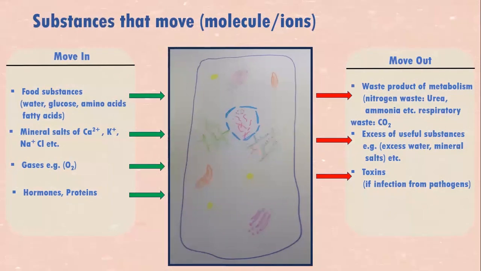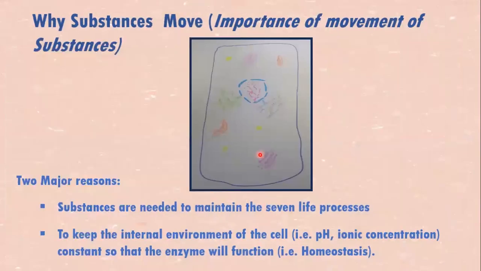Now, let us also find out the importance of movement of substances. We have put down two major reasons why substances move, and it's the same as the importance. The major reason, one, is to maintain the 7 life processes. You know, life processes are going on here. Remember the 7 life processes? We'll look at them soon.